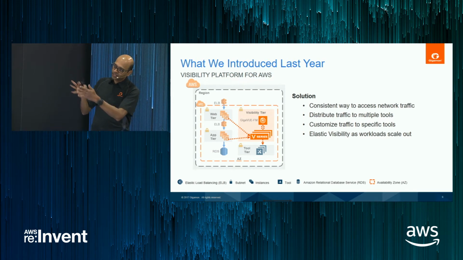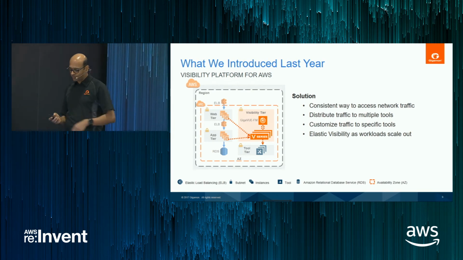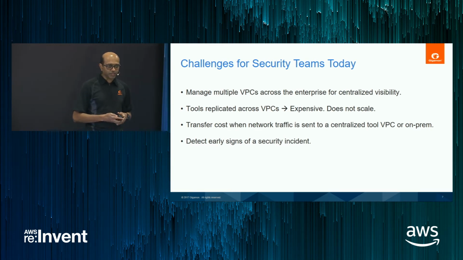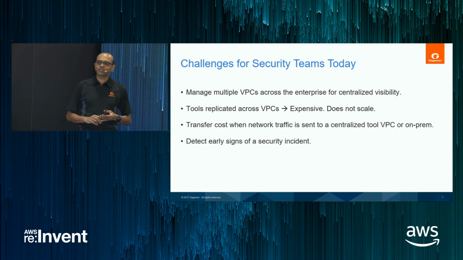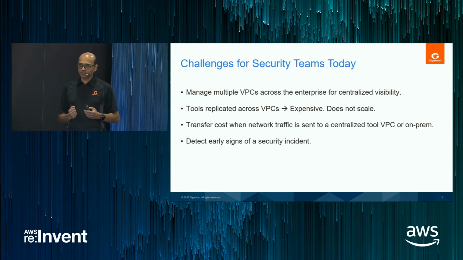And the block in the center that you see, called the V series, is what does the data manipulation to select the traffic of interest, optimize it, and then deliver that to the tools of interest. Many security teams today are faced with the following challenges. They want to manage multiple VPCs across the entire enterprise and have the need for centralized visibility.